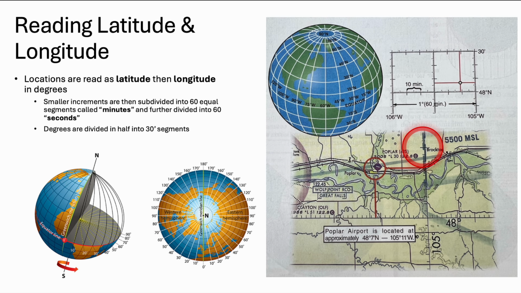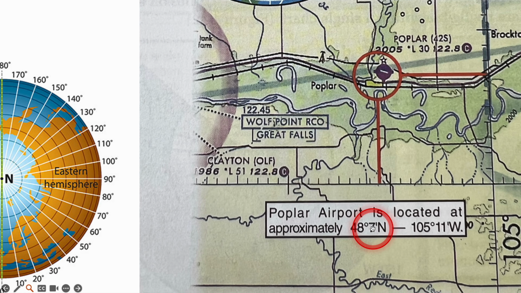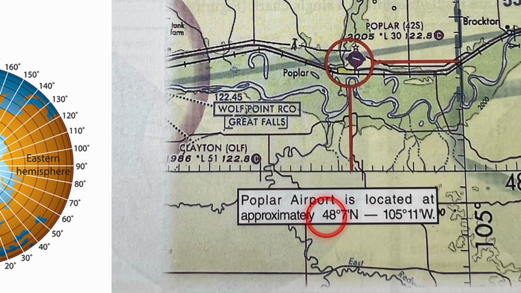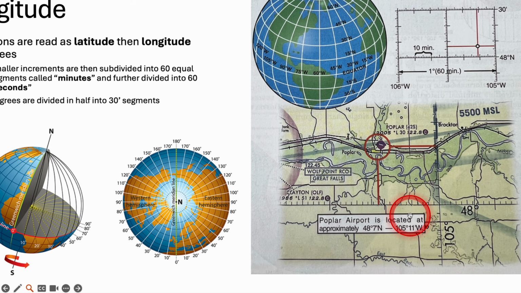So because you're training in the US, all these examples are going to be in the Western Hemisphere and the Northern Hemisphere. So it becomes pretty predictable how you can count these numbers in order to figure out where an airport is located. So the way these numbers work, you may have seen them written somewhere before, but we always read latitude first and then longitude. So in this case, it'd be 48 degrees north, 105 degrees west.